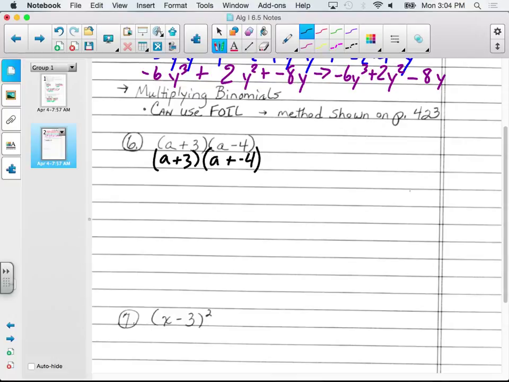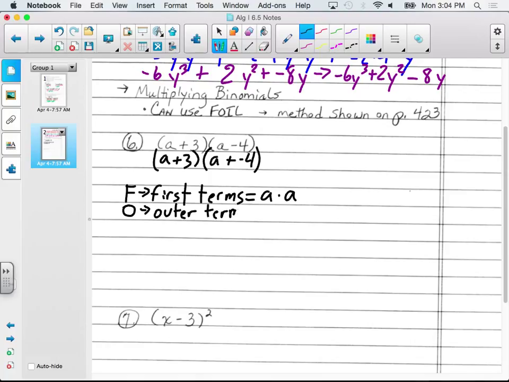Alright. So, now if you guys look in your books, in that little yellow section on page 423, it says something about foiling, right? So in your book, what does the letter F stand for? First, yep, first terms. And our 2 binomials, what are the first terms in each one? A for the first one and then A for the second one, right? Okay, then we have O, what's that stand for? Outer. Outer terms, right?